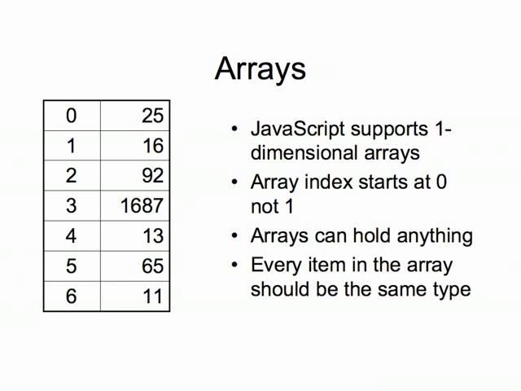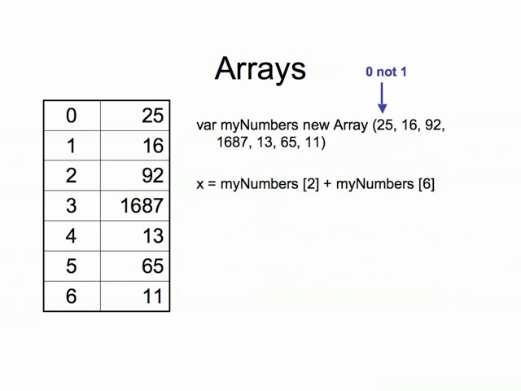Hopefully you're familiar with arrays from your previous programming courses. Arrays in JavaScript are fairly straightforward, and we can see how one is declared here. Here we have var myNumbers = new Array, and then in brackets we've listed the elements of the array one after the other. So here we're not only declaring the array, we're actually populating it as well.